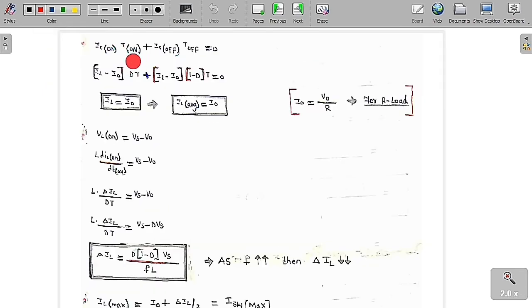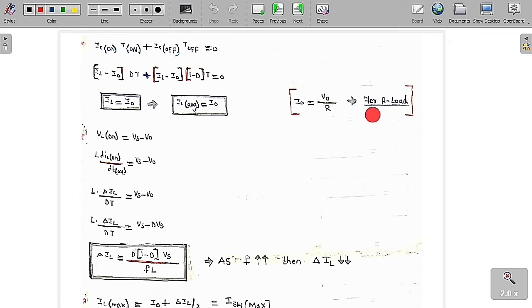I have already told you the average value of the capacitor current is always equal to 0, which is IC on into T on plus IC off into T off equal to 0. IC on is IL minus I naught, T on is D into T, and IC off is again IL minus I naught into T off, which is 1 minus D into T, equal to 0. If we solve this equation, we get IL is equal to I naught. It indicates that the average value of the inductor current is equal to the output current. That is the meaning of this equation.